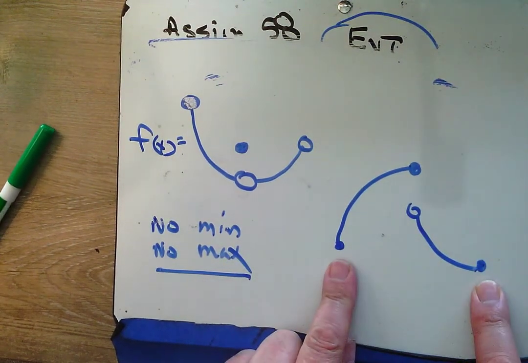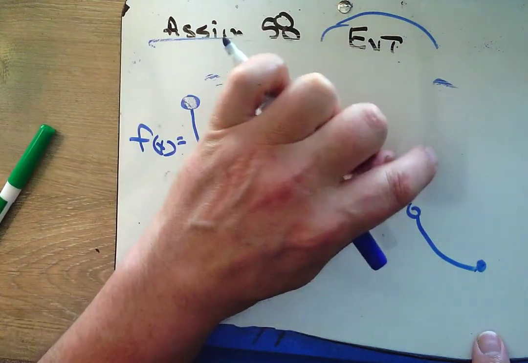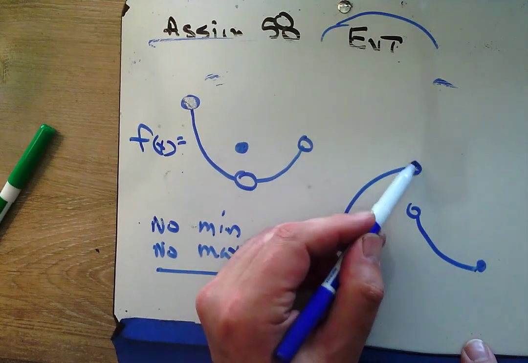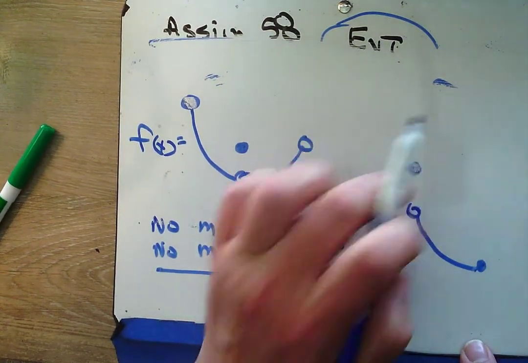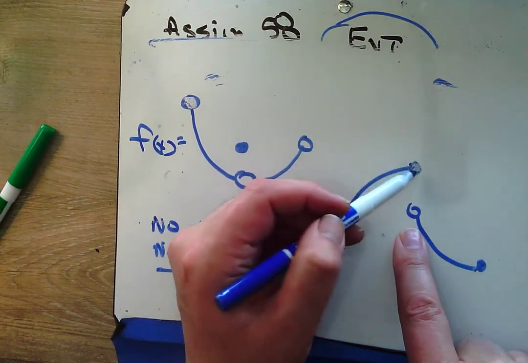I got two mins, I got a max. But if I take that out, I don't have a max. Okay? Here's a max. Here are two mins. Oh, no max anymore. Okay.